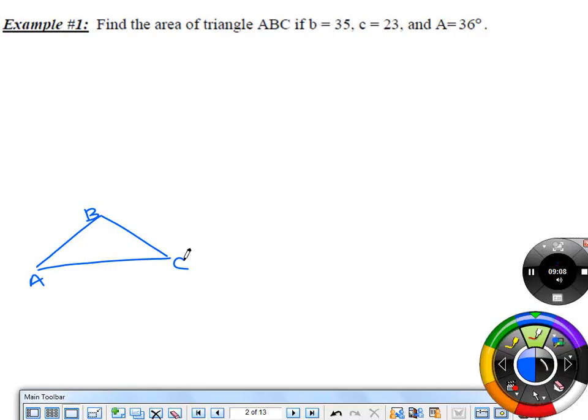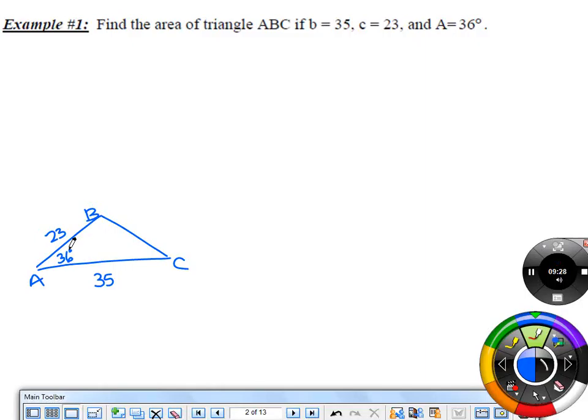So side B, which means across from B, is 35. Side C, which is across from C, is 23. And angle A is 36. So first of all, if you wanted to use the area formulas that we just came up with, do you have the right combination of information?